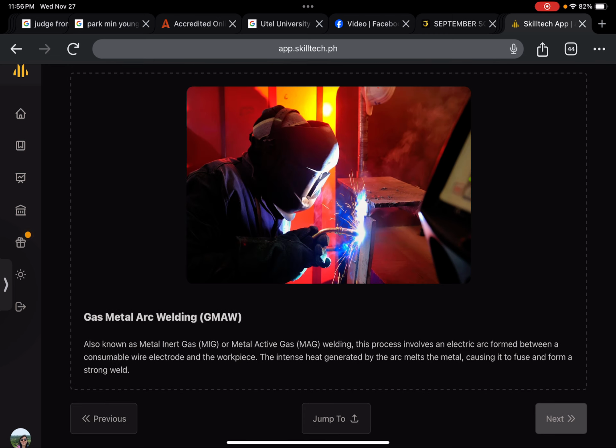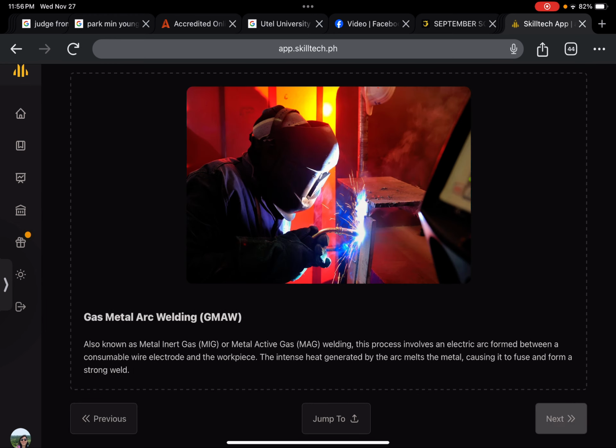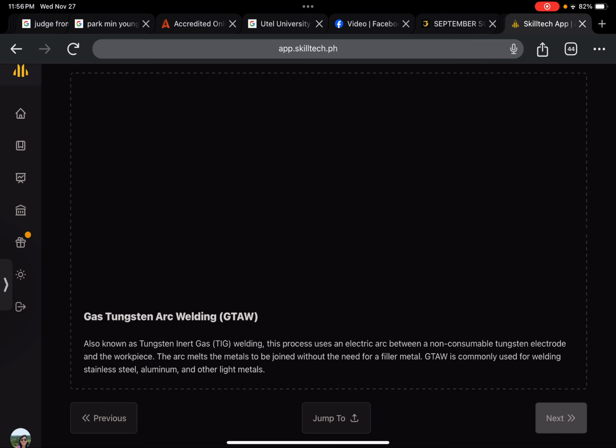Third, gas metal arc welding. So earlier was shielded metal arc, now it's gas metal arc, also known as metal inert gas or metal active gas. It involves an electric arc formed between a consumable wire electrode and the workpiece. So intense heat lang, siya ang gamit sa gas.